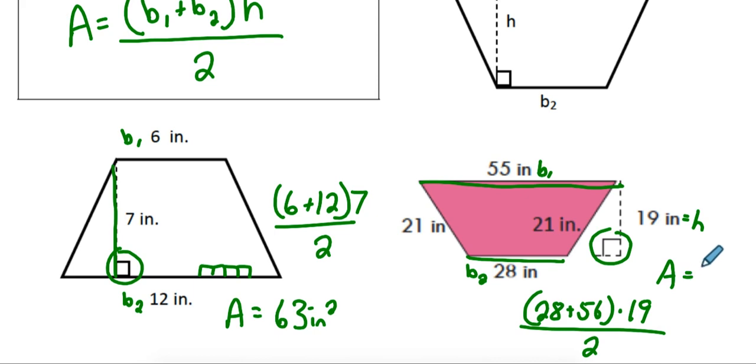So plug it in my calculator. 28 plus 56 is 84 times 19 divided by 2. And I get 798. I'm dealing in inches, so inches squared. Base 1 plus base 2. Add the two bases together. Multiply times your height. And then divide by 2.